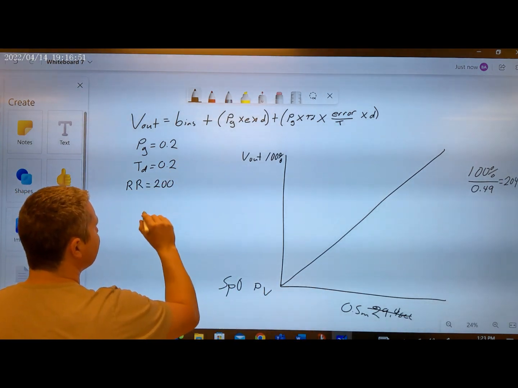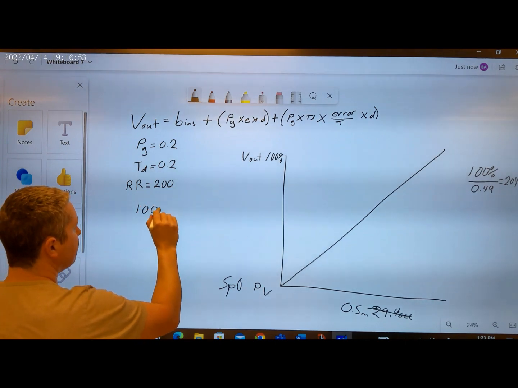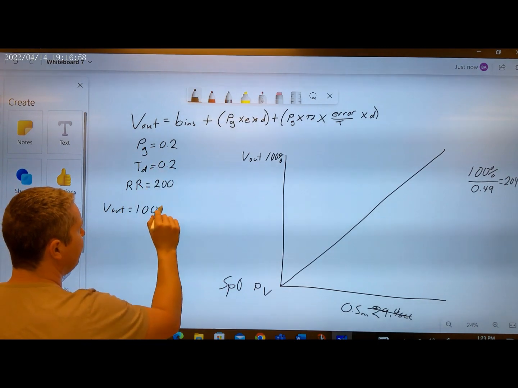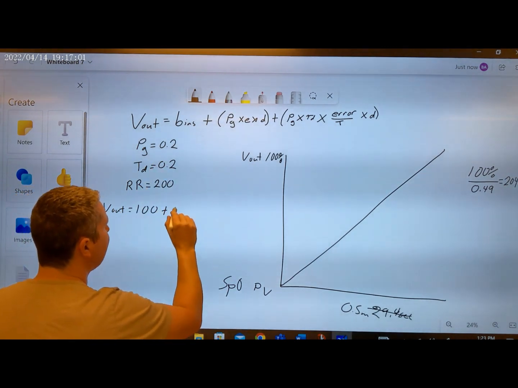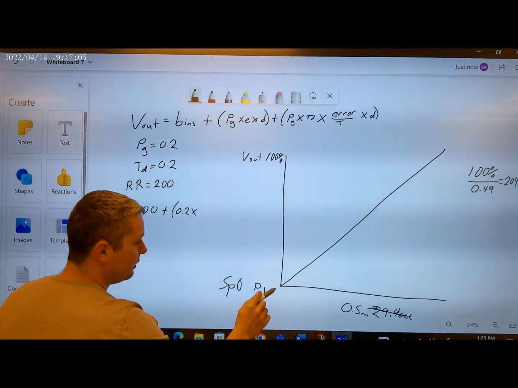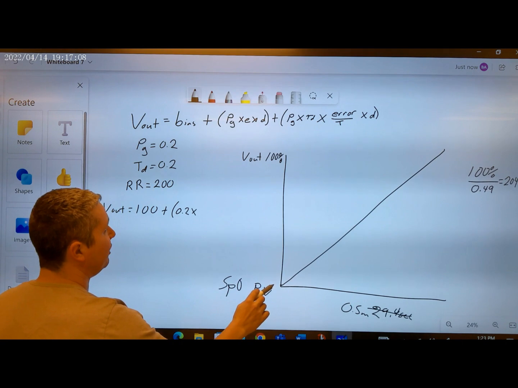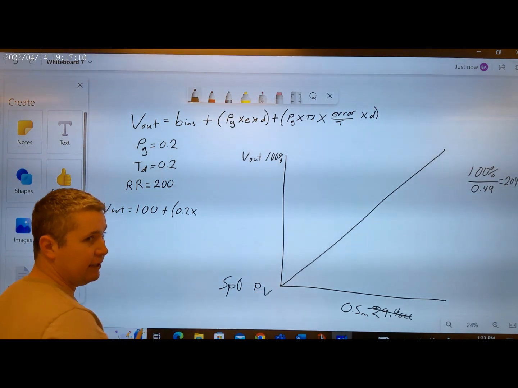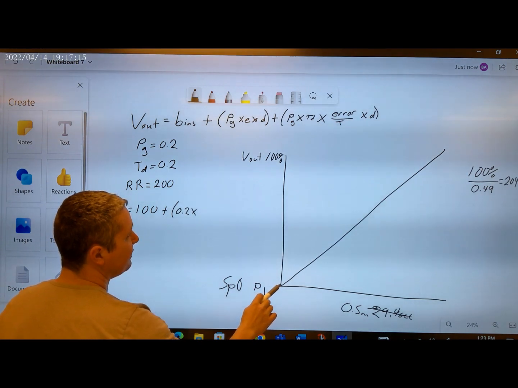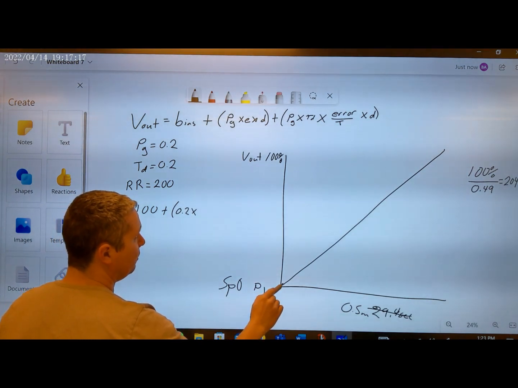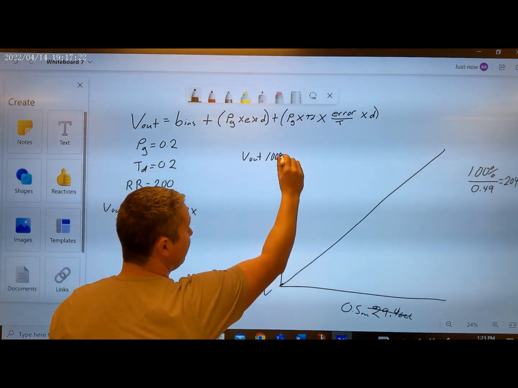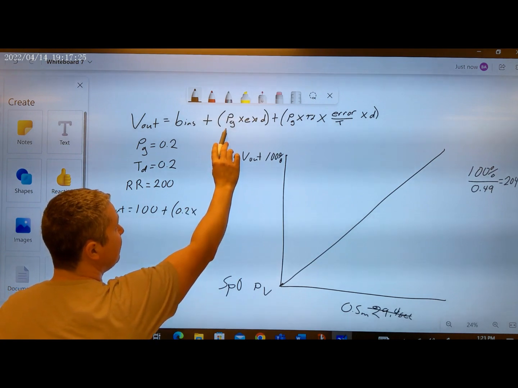We have our bias of 100. So V out equals our bias of 100 plus our proportional gain of 0.2 times our error. Now, currently our error is 0, right? Yes, currently our error is 0. So it's 0, our time is 0, our starting point will be 0. Okay? We're going to see that here.